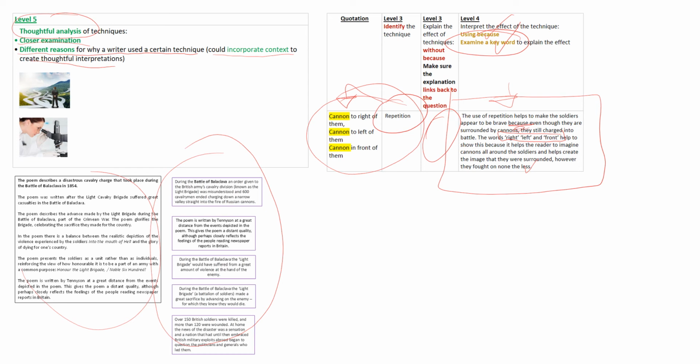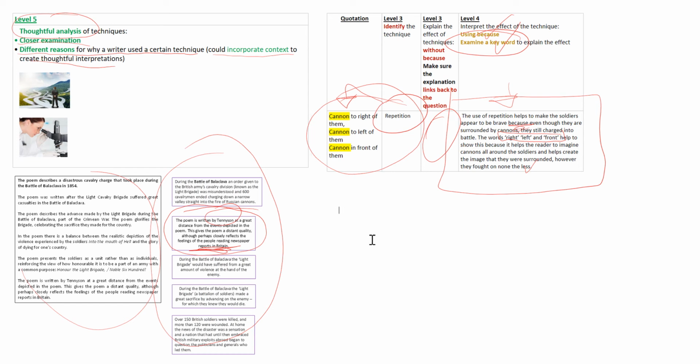Okay. And actually, if we have a look at this piece of context here, the poem was written by Tennyson at a great distance from the events. So, for example, the soldiers are going into battle. They know that they're probably going to certain death, into the mouth of hell. It wouldn't really be that exciting, would it, if you knew that you were going to fight into your death? However, people are going to hear about this battle at home in England, in Britain, and what Tennyson is trying to do is show the soldiers as heroic because of their great sacrifice.